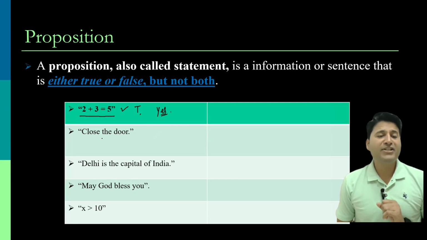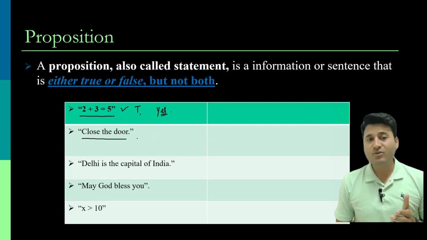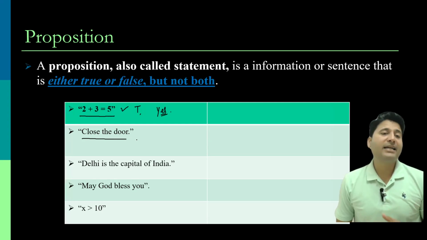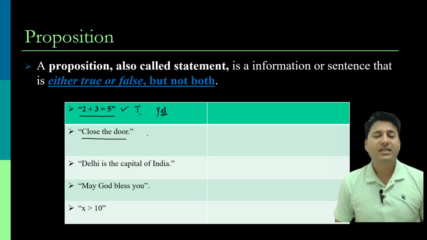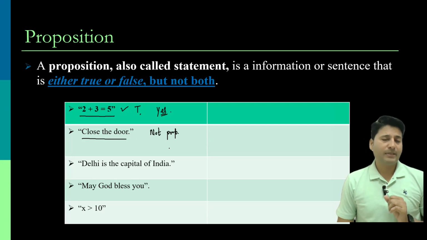Now, one more piece of information we have: close the door. Can we say it is true? Think on it. Can we say it is false? We can't decide whether it is true or false. It is a kind of order or instruction passed from one person to another. Since we are unable to decide whether it is true or false, this is not a proposition.